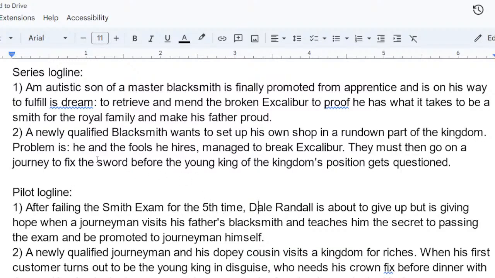So let me just make sure I understand. A newly qualified blacksmith wants to set up his own shop in a rundown part of the kingdom. The problem is he and the fools he hires managed to break Excalibur. Managed, meaning before the episode began?